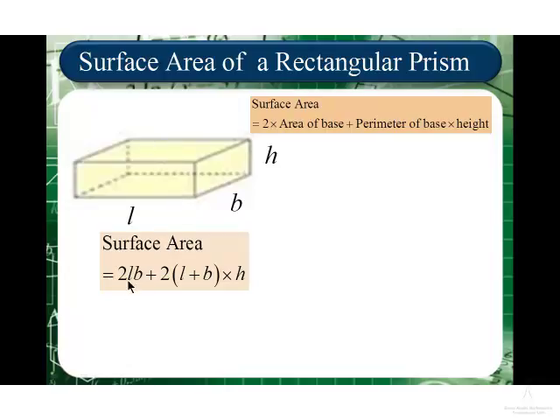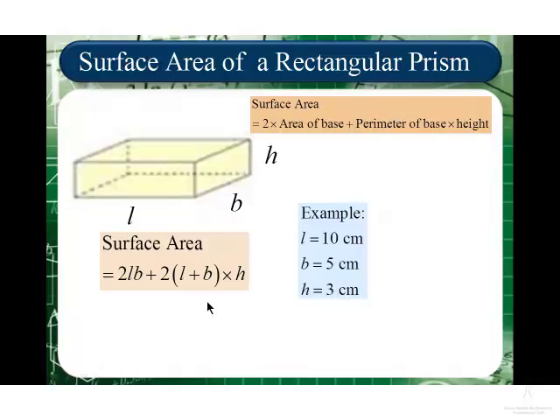So we have 2 times L times B plus, then the perimeter of the base will be given by the formula 2 times (L plus B). Just see that you agree. That's just a rectangle. The perimeter for the rectangle will be twice the length plus twice the breadth, and this we can write in algebraic form as 2 times in brackets L plus B. That must be multiplied with the height H.